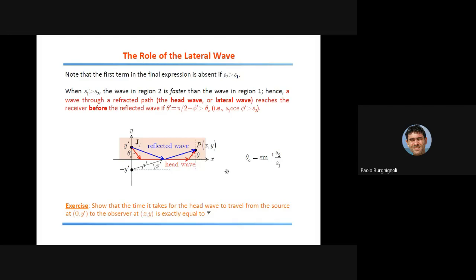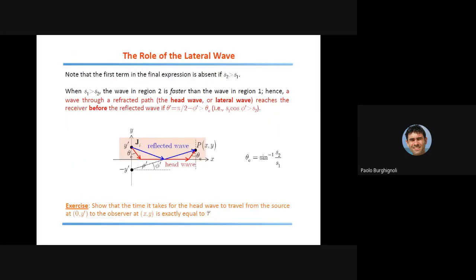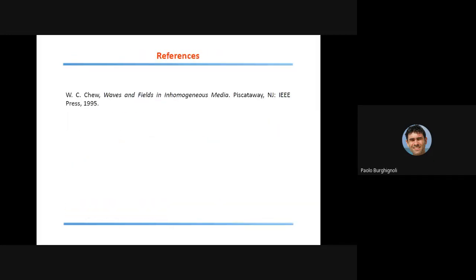Okay, so we have seen that the Cagnard-de-Hoop path naturally introduces the concept of a head wave, and the head wave originates, as we already saw last week, from the presence of a branch point. In this case, the branch point associated with the medium where the wave is faster, so the lower medium, that is vacuum in this case. Okay, this concludes our lesson for today.